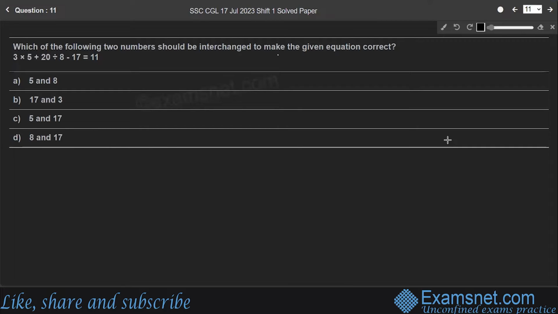Question 11. Which of the following two numbers should be interchanged to make the given equation correct? So here is the equation 3 into 5 plus 20 divided by 8 minus 17 is equal to 11. So here if we interchange which of the following two numbers according to the options, it becomes the correct equation. That means LHS will be equal to RHS, right?